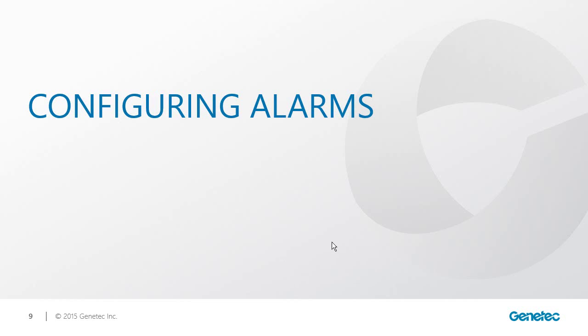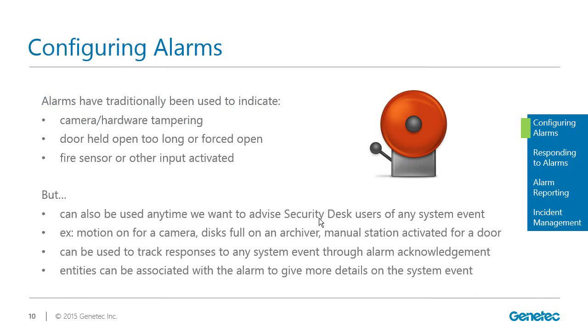Okay, so jumping right in, we're going to take a look at configuring alarms first. Now, when we talk about alarms, traditionally we think of things like a hardware tampering alarm for a camera, a door held open too long alarm, or a door forced open alarm, or something like a fire sensor or other input on a panel that can activate an alarm. That's what we traditionally think of.